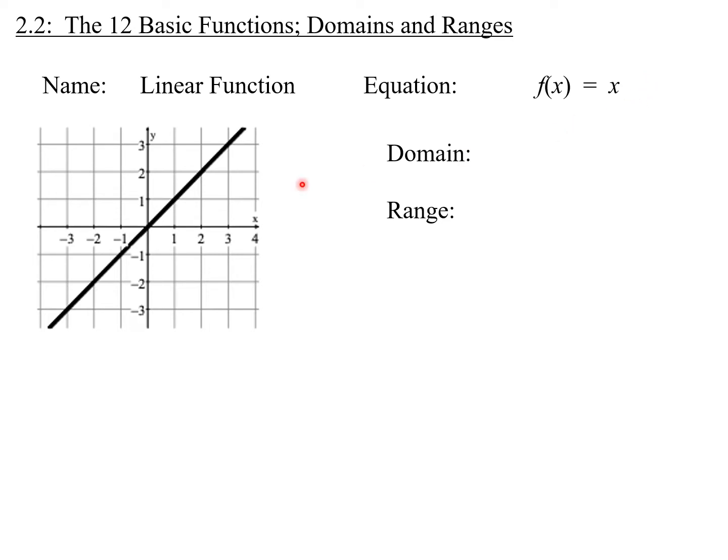The domain, the values of x for which the function has a value, are all real numbers. And the range, the values of the outputs, are also all real numbers. So this is in some ways the simplest of functions.